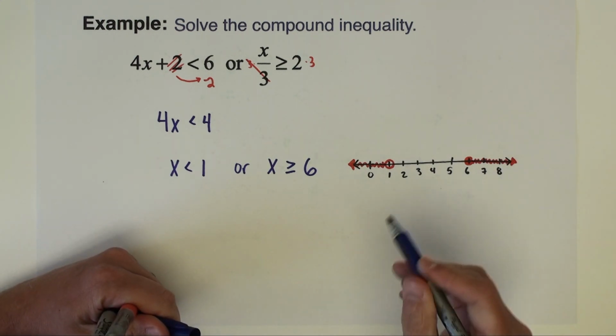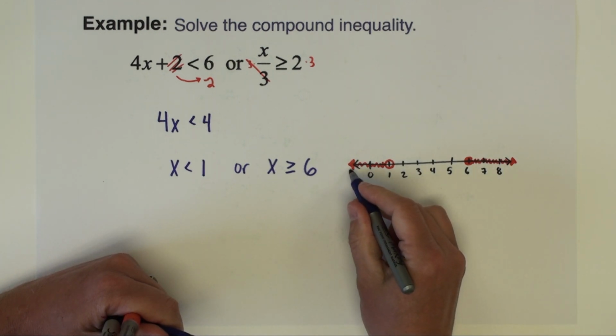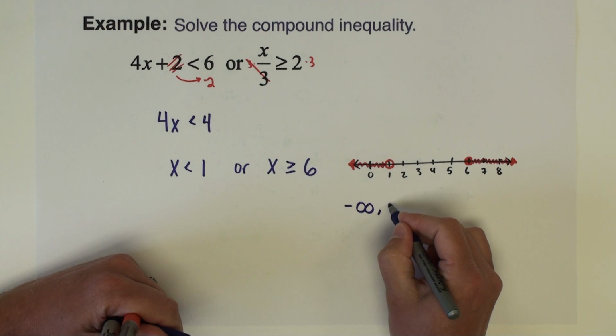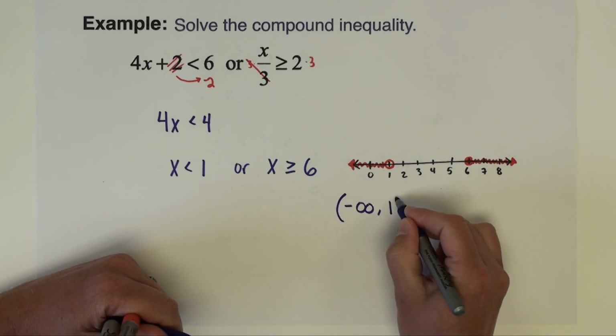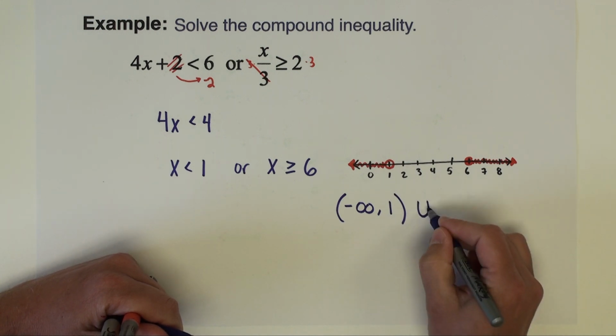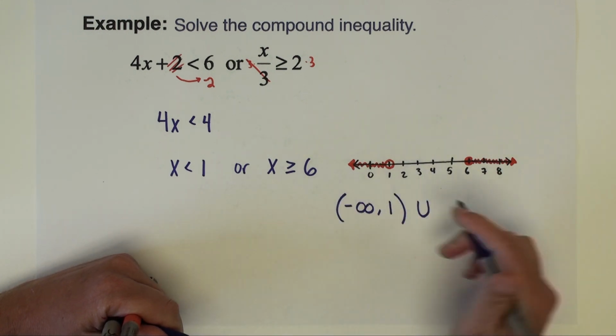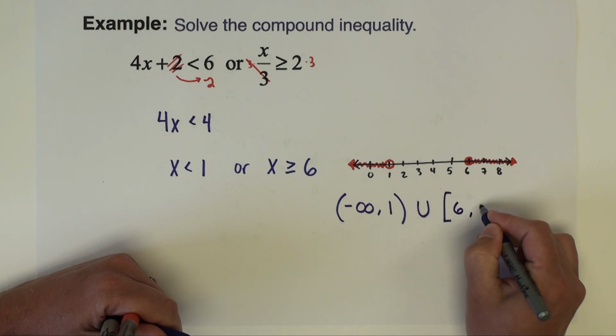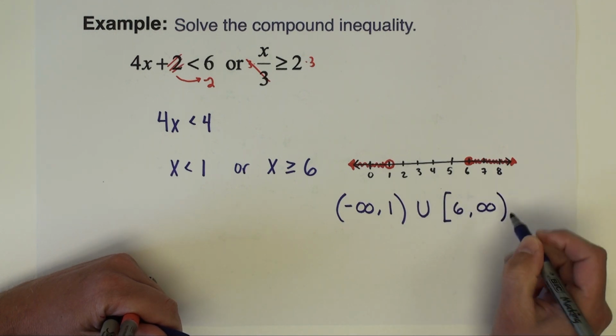My interval, I'm going to have two intervals. The first one starts, I'm just reading left to right, start at negative infinity and go to 1. Parentheses on both those there. I want to do a big capital U, that's the union of these two sets. And the next one starts at 6 and goes to positive infinity.